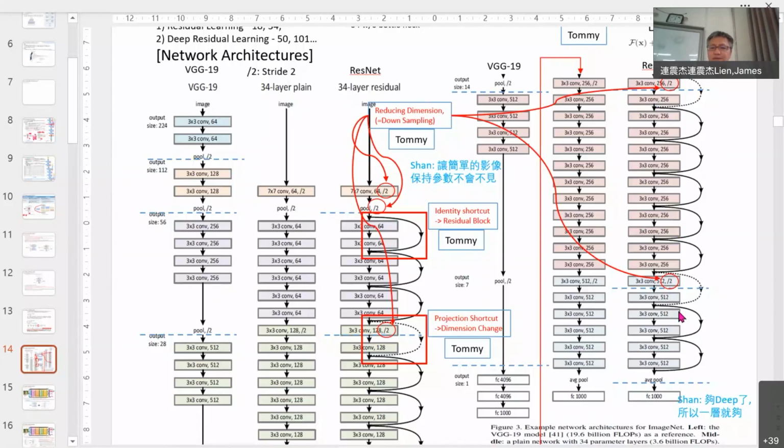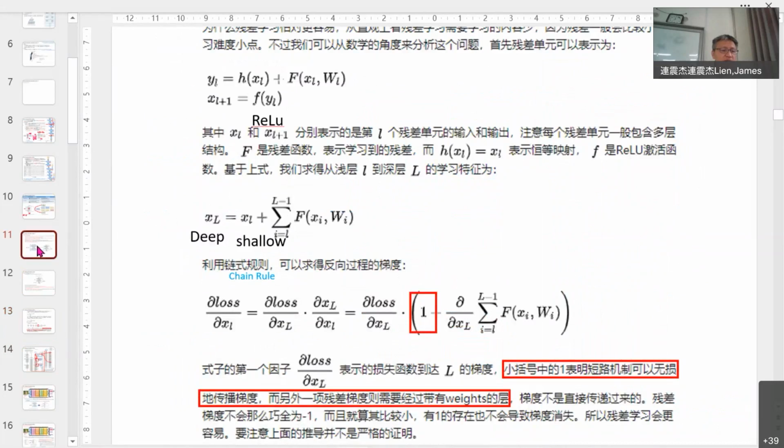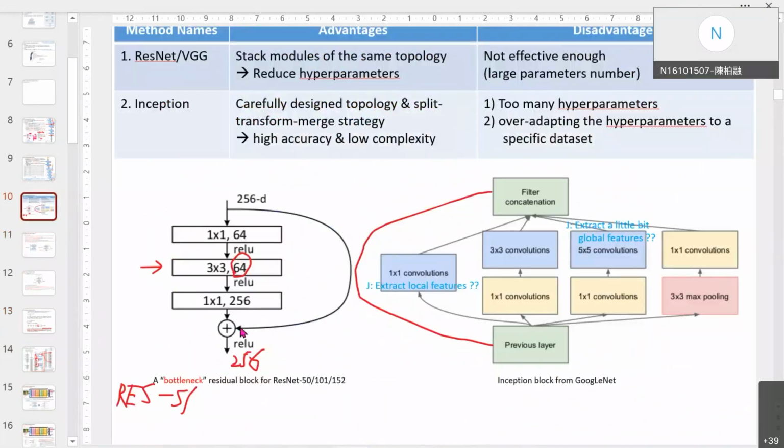Okay. And finally, the output here only uses average pooling. They don't use a neural network. Why? Because they are already deep enough. Deep enough meaning what? Because here has a ReLU.